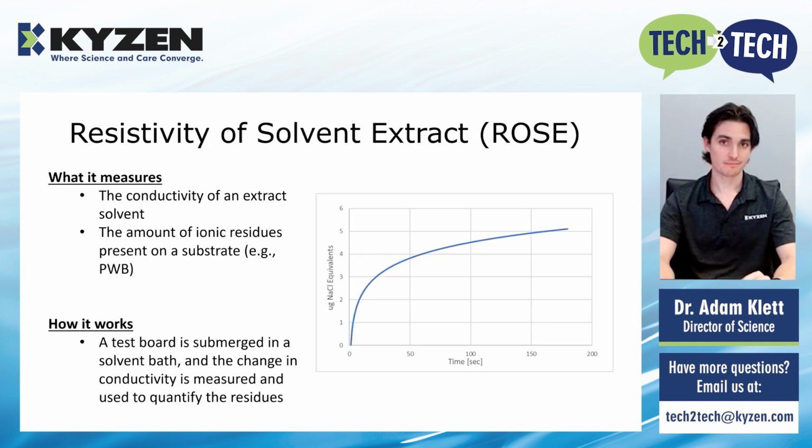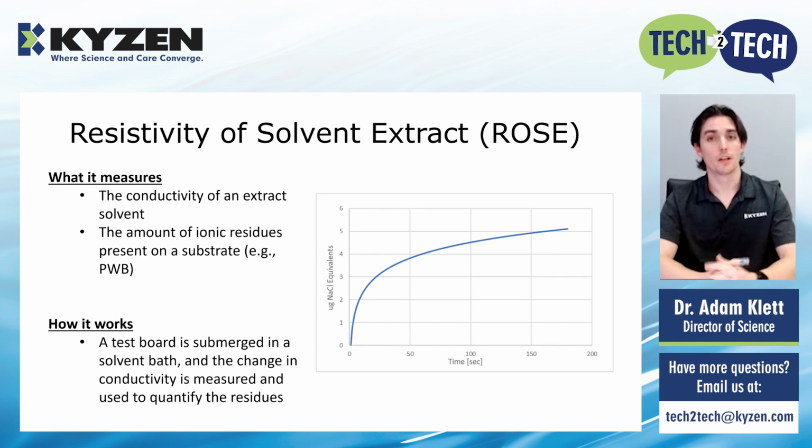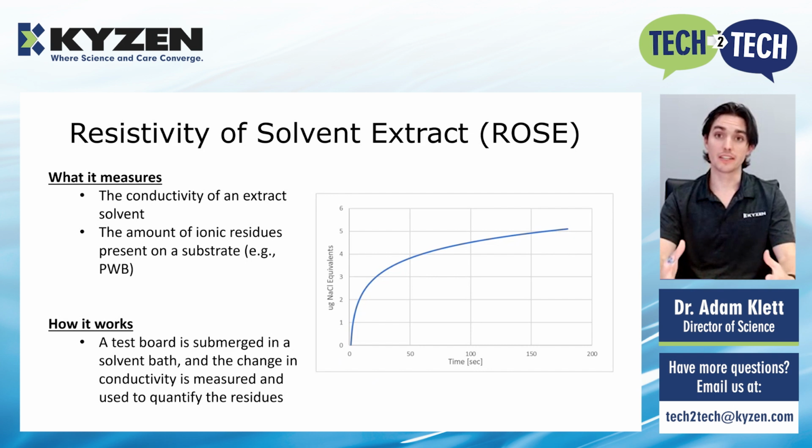All right, so now I'd like to move on to ROSE. So ROSE, or resistivity of solvent extract, measures the conductivity of an extract solvent similar to IC. However, in this case, we're not pre-separating the ions. We're going to be measuring the bulk conductivity of the mixture. And this can be used to estimate the amount of ionic residues present on the substrate.